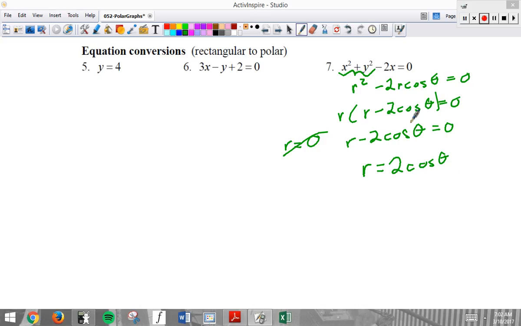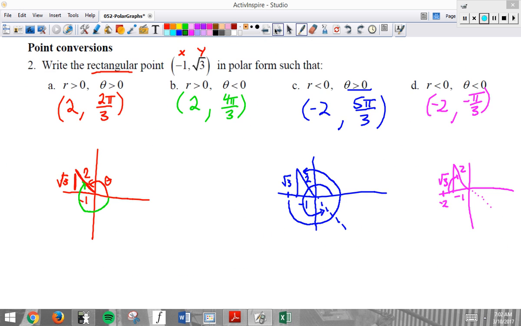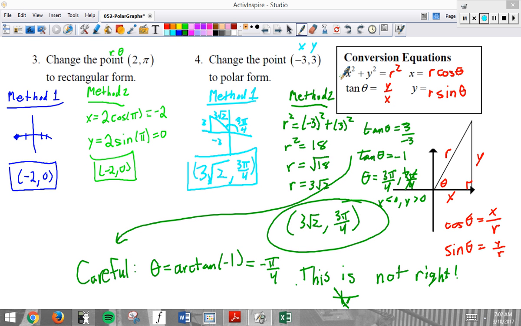Equation conversions the other way. Polar to rectangular. What is this equation? This is a circle of radius 2. Okay, you don't need to know that, but it'll help you get your answer. How do I convert this? Usually I want to square both sides so that I can get r out of there. Because r squared is something I know.